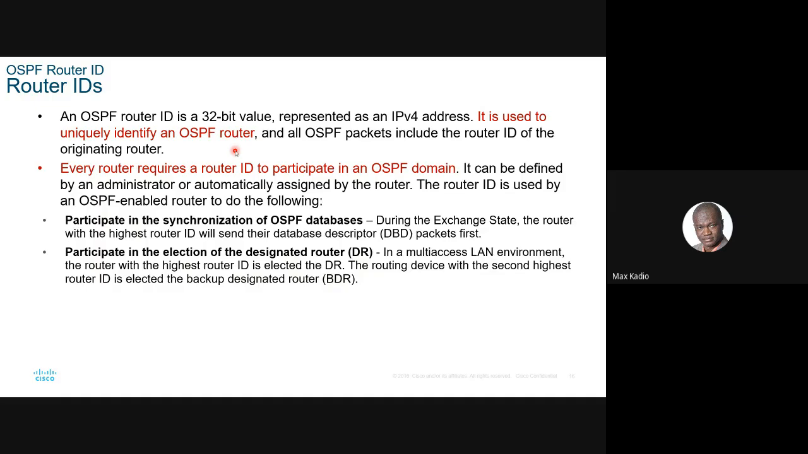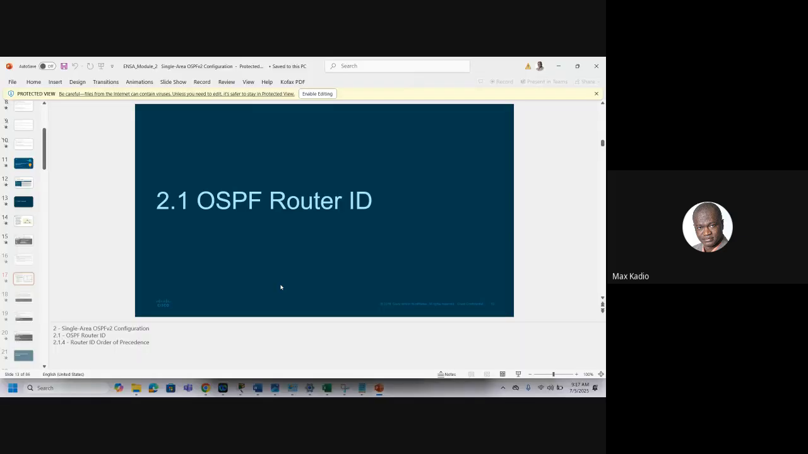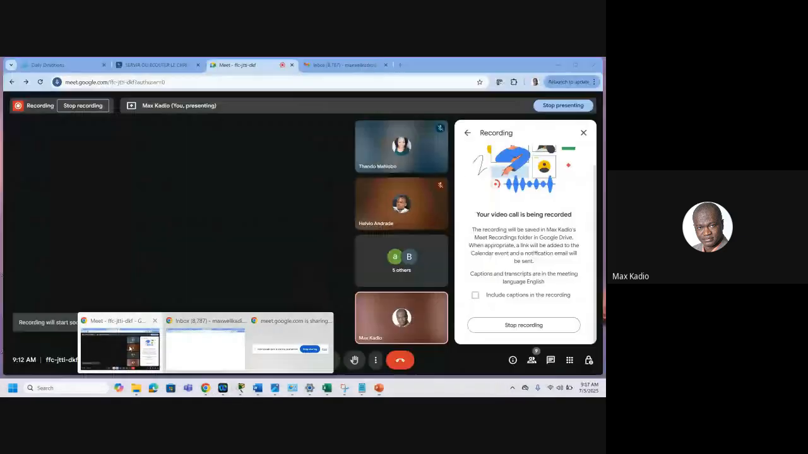Okay, so after router ID, based on what are we going to elect the DR? We can configure the router ID ourselves, or if we don't configure it, the routers will share the highest IPv4. The one who has the highest IPv4 will be elected as the DR.